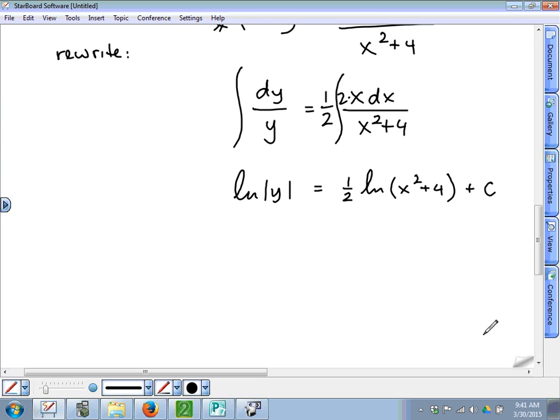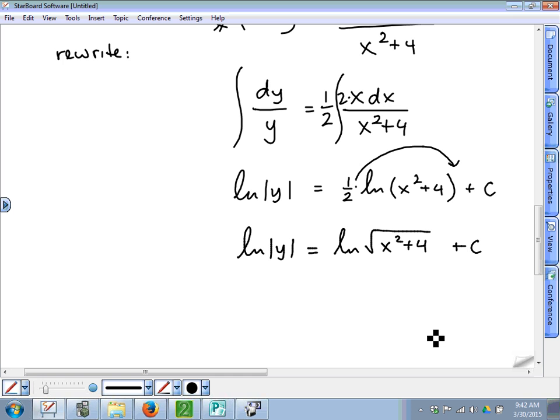Now, this 1/2 in front of the logarithm is bothering me a bit. So let's move it. Let's square root the thing. You can move it up as an exponent, and then a power of 1/2 is really just a root. Correct? So I'm going to do another rewrite. Natural log of absolute value of y is equal to natural log of the square root of x squared plus 4 plus c.